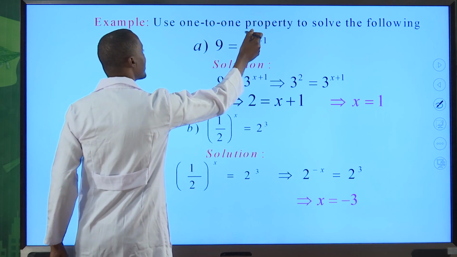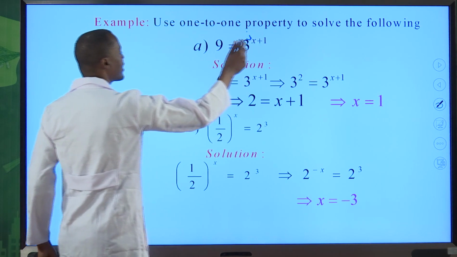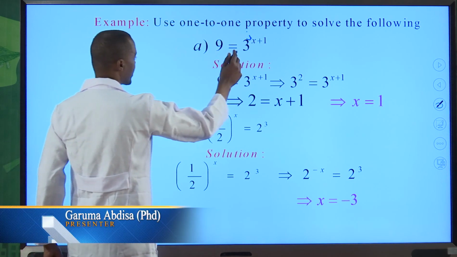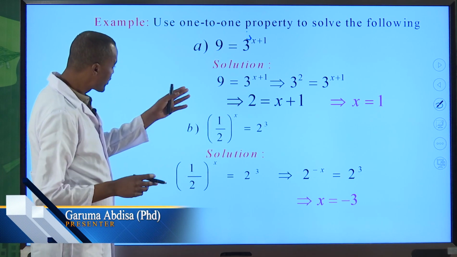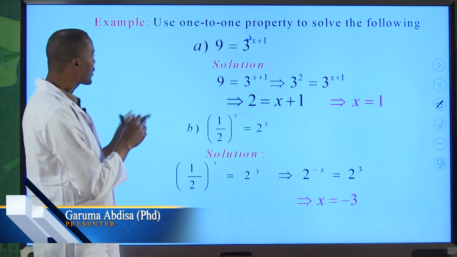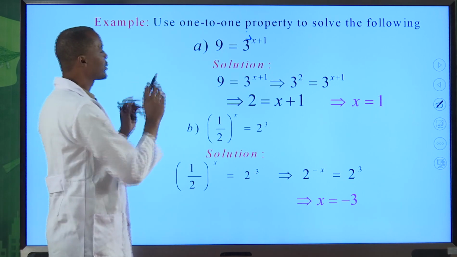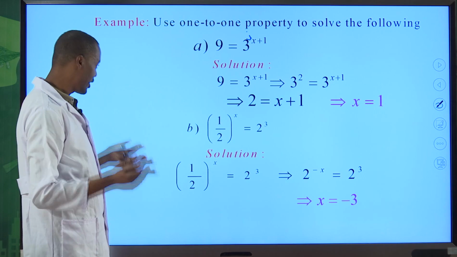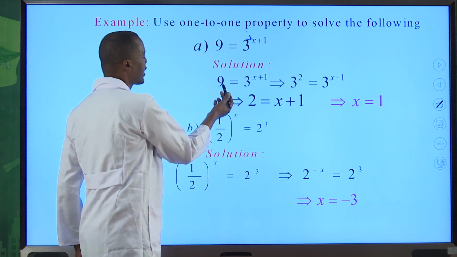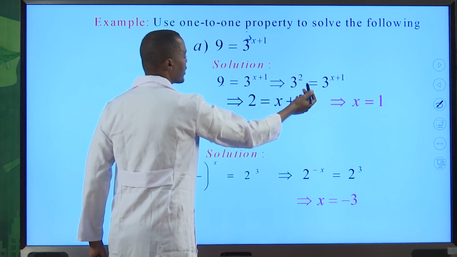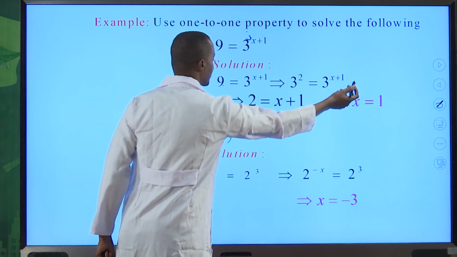How do we find the value of x such that 9 is equal to 3 to the power of x plus 1? In order to solve this problem, we have to use the one-to-one property which is associated with exponential functions. Namely, 9 is equal to 3 to the power of x plus 1, which implies that 9 can be written as 3 squared, which is equal to 3 to the power of x plus 1.